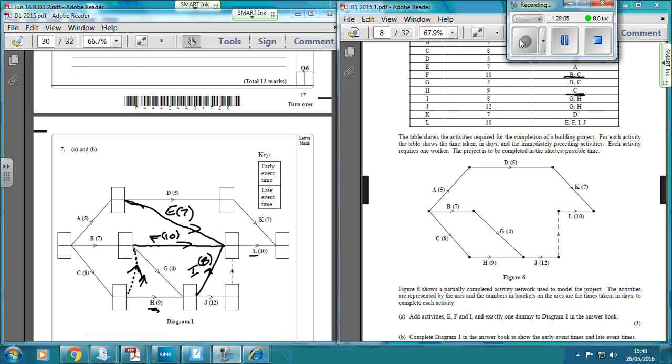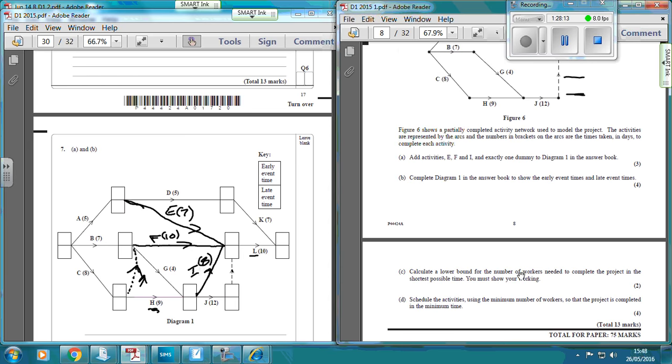Okay, so the next thing we have to do is fill in the early event times and the late event times. So what we start off by doing is a forward pass. The forward pass always starts with a 0 here. And then the earliest time that A can be finished is 5. The earliest time C can be finished is 8.